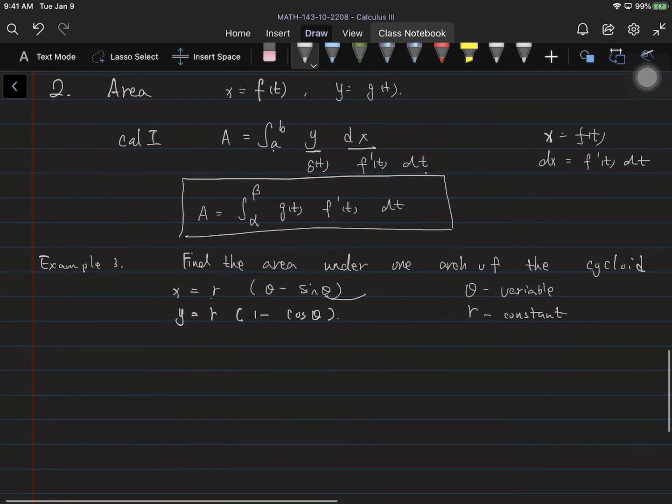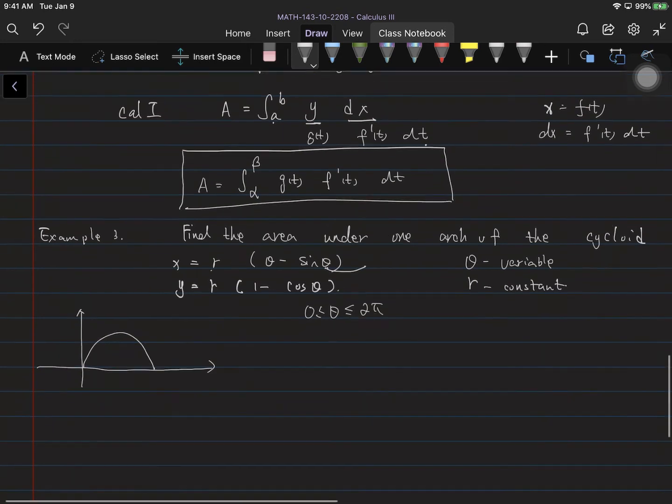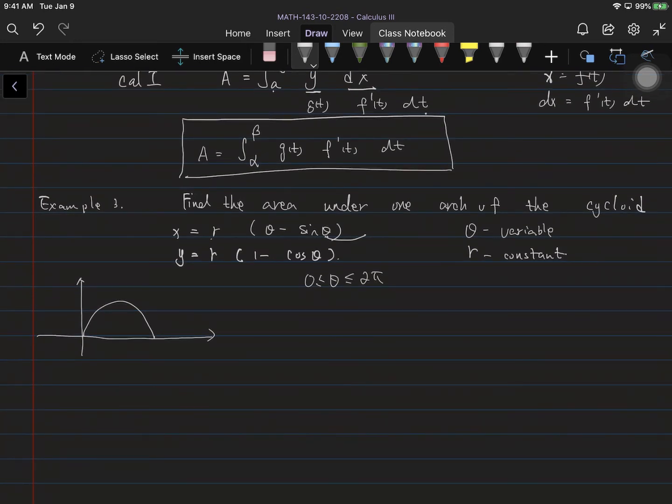Now let's take a look, by using the formula. So the graph of the cycloid is given by this. Okay, and then one arc, so theta from 0 to 2 pi. This is given: theta from 0 to 2 pi.